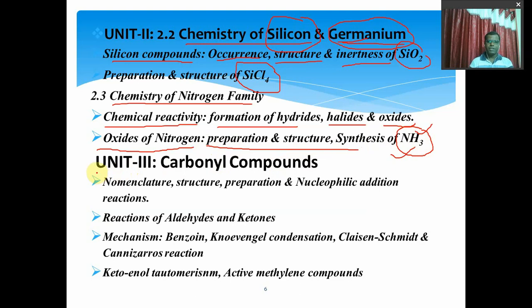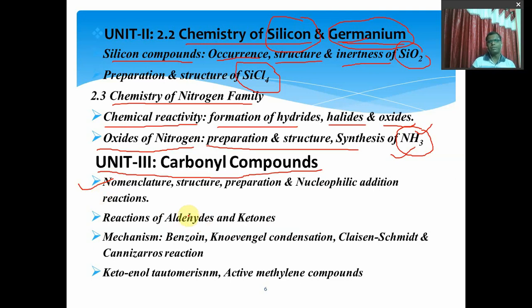Unit number 3 in Chemistry Paper 2 has, I think, already been started by Dr. Parikar sir, and we have studied many topics. But the syllabus given under unit number 3 is based upon organic chemistry, called carbonyl compounds. These are the compounds containing carbonyl as a functional group. That's why these compounds are called carbonyl compounds.